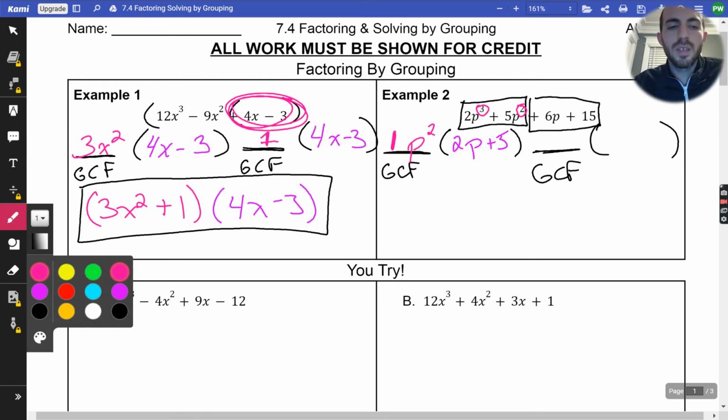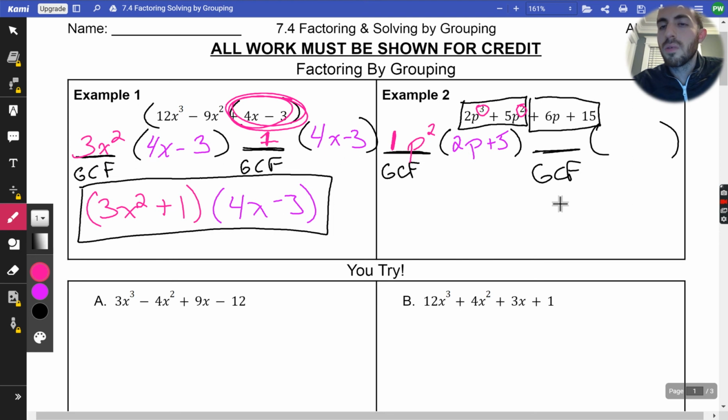Now we got to find the GCF of the second piece. So 6p plus 15. The GCF, so we start at 2. 2 doesn't work. At 3, if we take out 3, we end up with 2p plus 5, which is exactly what we want. Because remember, we want the number in these parentheses to be exactly the same.